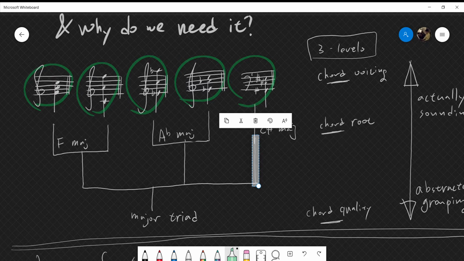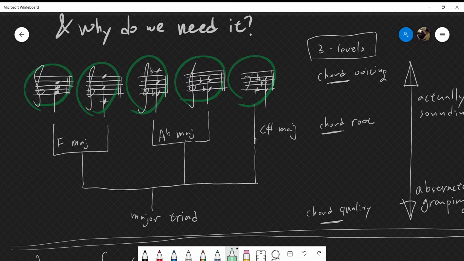Right? We have E flat, C, and A flat. And we have E flat, A flat, and C. And we have G sharp, C sharp, and E sharp. G sharp, C sharp, and E sharp. Okay, all these notes, right? They all sound different, right?